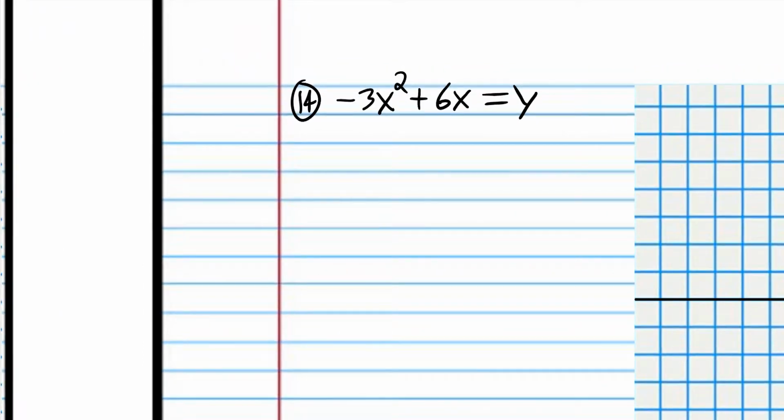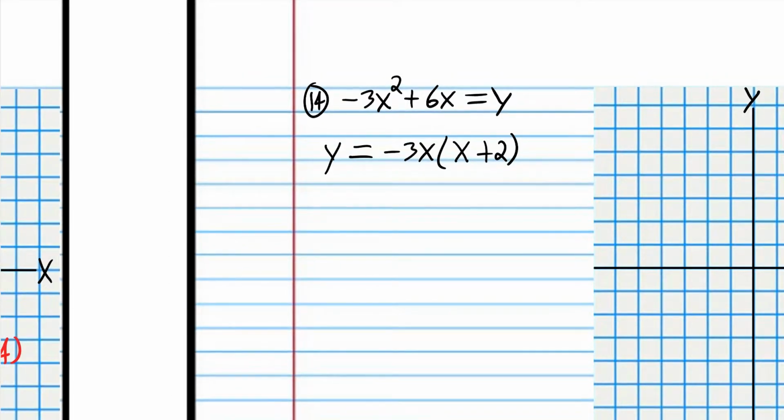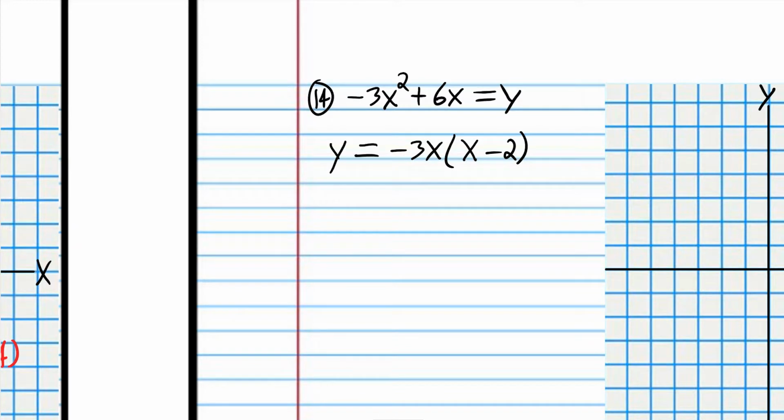Now again, intercept form is the easiest form, so I'm just going to factor out a negative 3x. I'm factoring out the greatest common factor. And to see why that works, we can just multiply back. Negative 3x times x is negative 3x squared, and negative 3x times negative 2 is positive 6x. All right, so now I'm going to change the x to x minus 0. And you can see, obviously, it's in intercept form at this point.